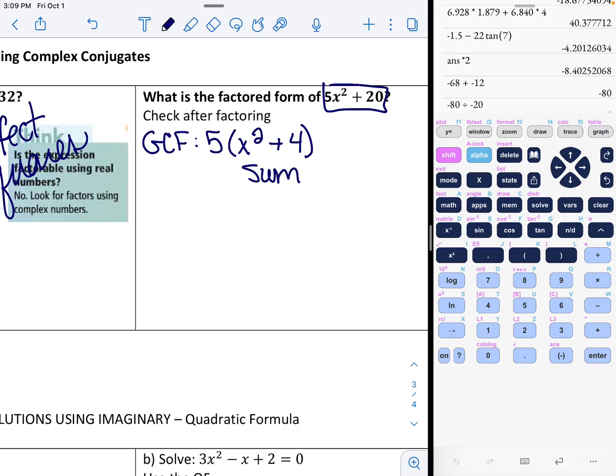I see the sum of perfect squares. Those are perfect squares. So I bring down my 5, take the square root of x squared. One's a plus, one's a minus. The square root of 4 is 2, with an i and an i. And if you would like to distribute that through like I did in the previous one, you may.